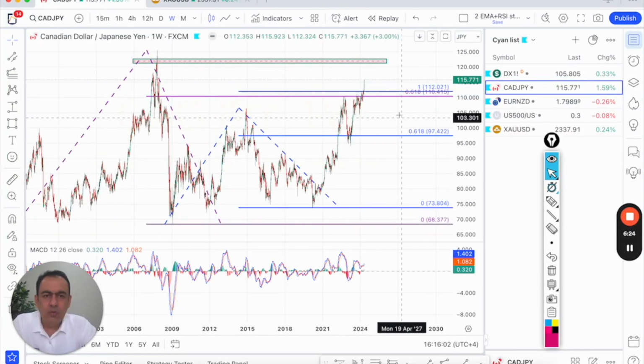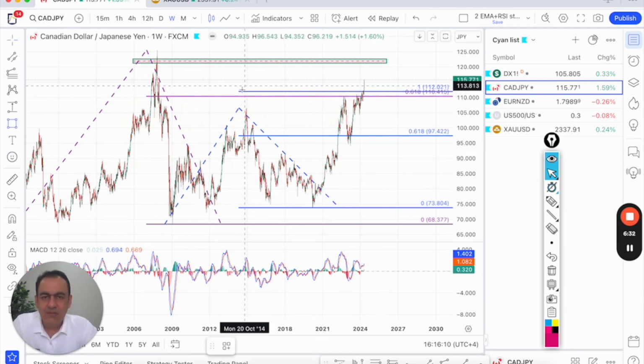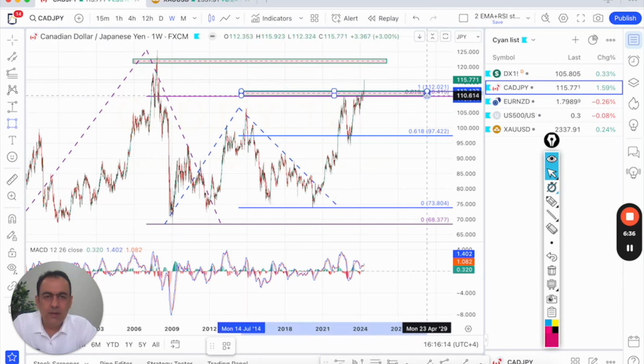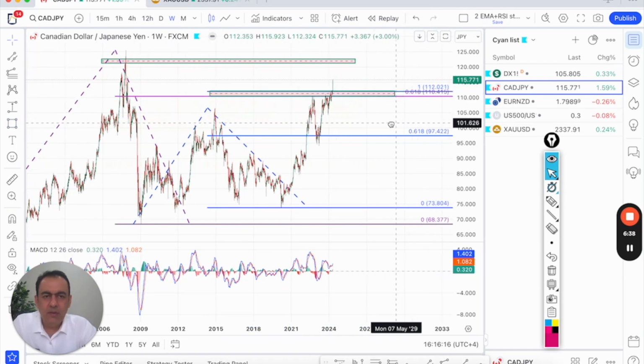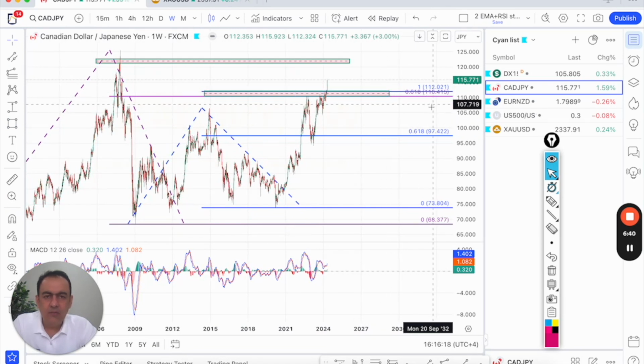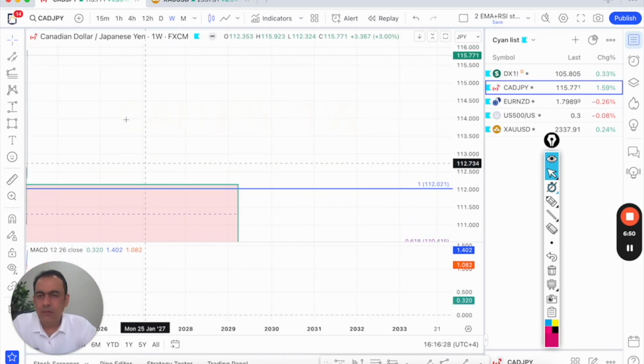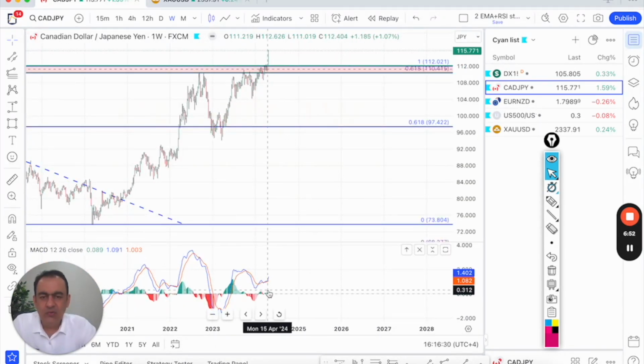Now if you notice, we have already crossed the confluence of two fib extension levels. So now this level becomes a major support. So until CADJPY remains higher than 112, it is expected to reach the next upside of 120 or 121. Now zooming in to the weekly chart, I see no signs against.